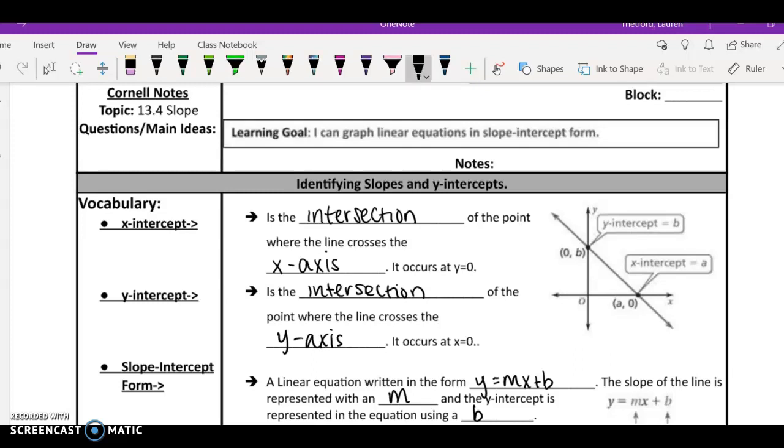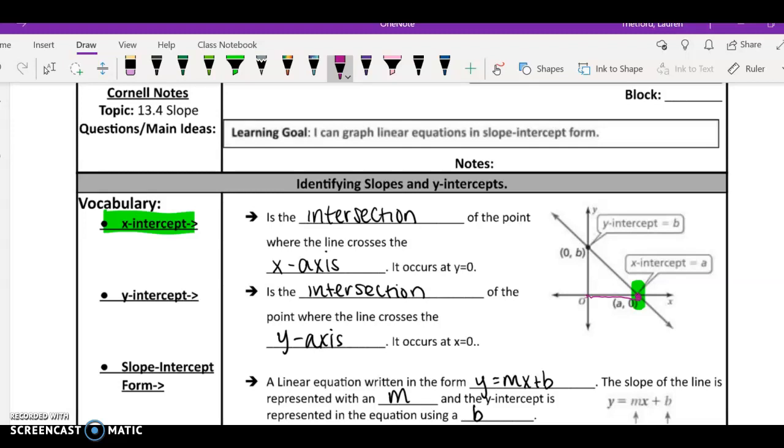So first we have the x-intercept, and this is the point where the line crosses the x-axis. So what this means is it's where the line crosses right here, and because the line crosses the x-axis, this point is our x-intercept. And this occurs at y equals 0. So that means we go up 0, but we go over until we meet that intersection point.